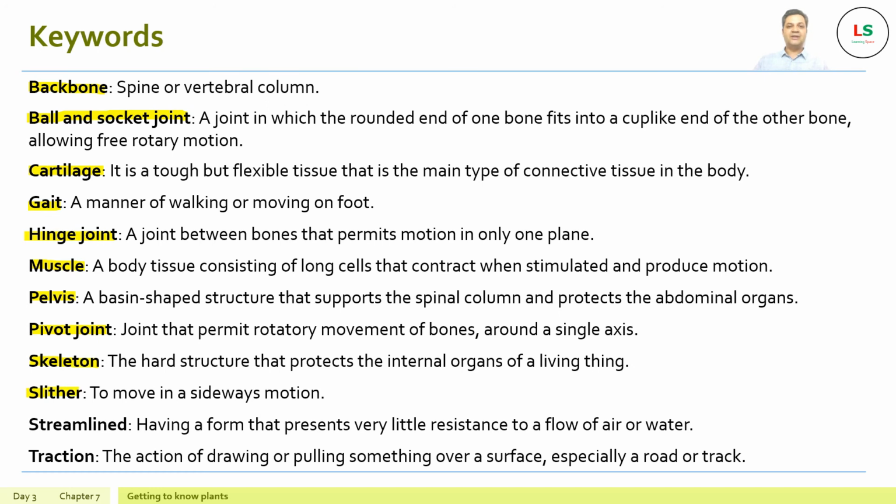Slither, to move in a sideways motion. Streamlined, having a form that presents very little resistance to a flow of air or water. Traction, the action of drawing or pulling something over a surface, especially a road or a track.